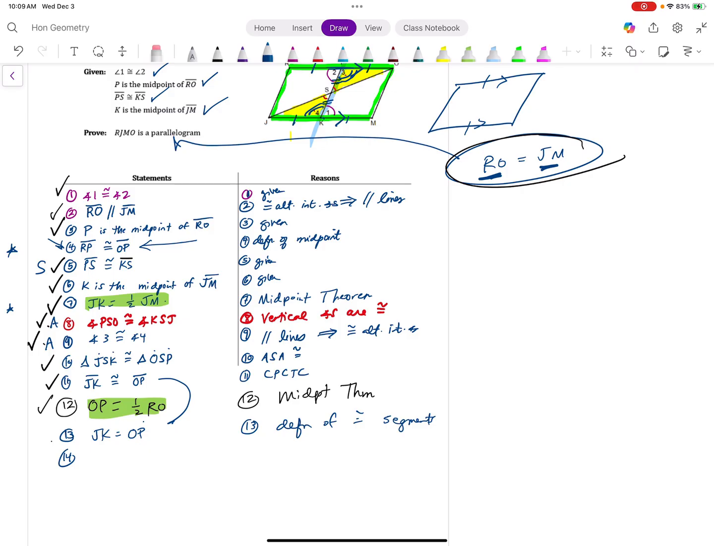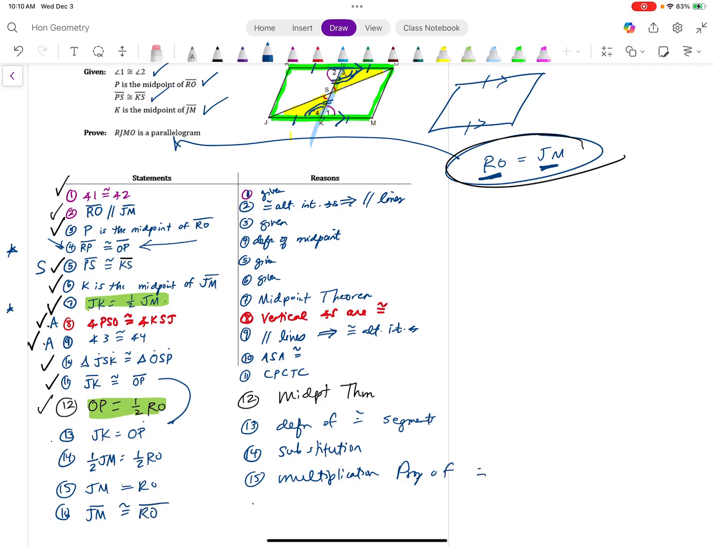Okay. JK is OP. So JK is half of JM. Oh, here it is. OP is half of RO. Well, duh. I just need to get all the other junk out of the way so I can see it. So that was a substitution. I could double both sides. So that's the multiplication property. That makes JM congruent to RO, because that's the definition of congruent segments.